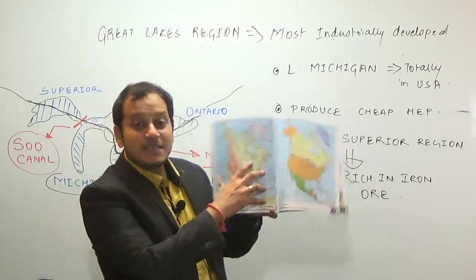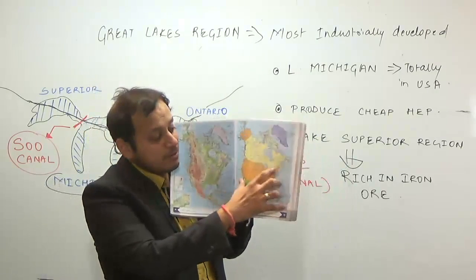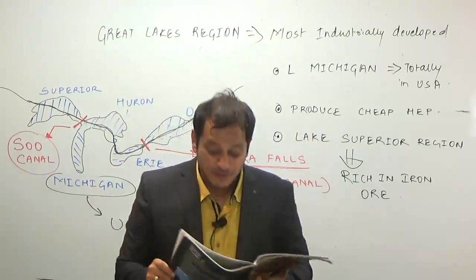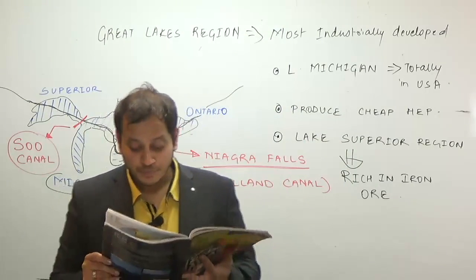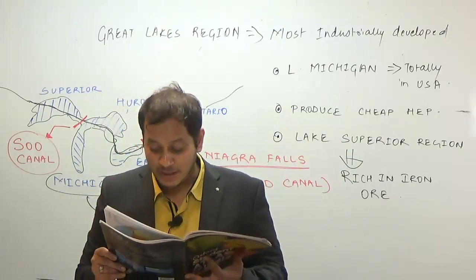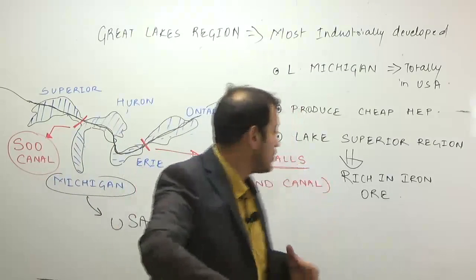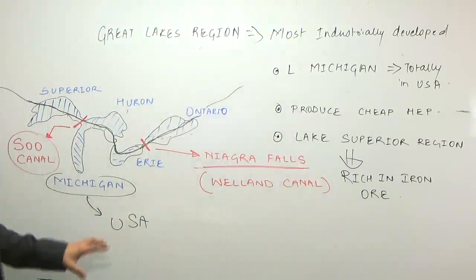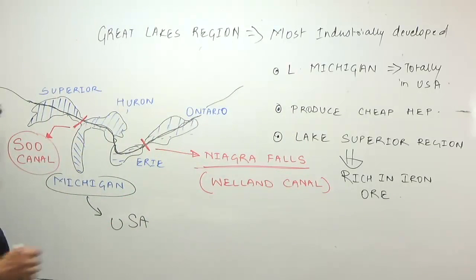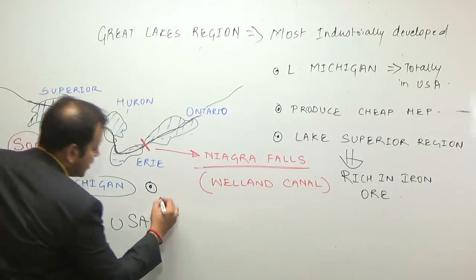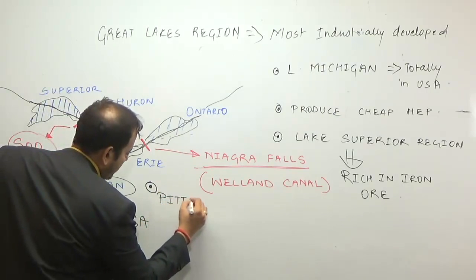So this is the physical map. Then come here to the political map. And we will do only some of the important towns. One of the most important towns, which is not located on the Great Lakes but is far away from the Great Lakes, though in the Great Lakes region, is Pittsburgh.